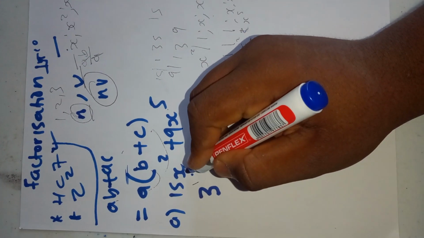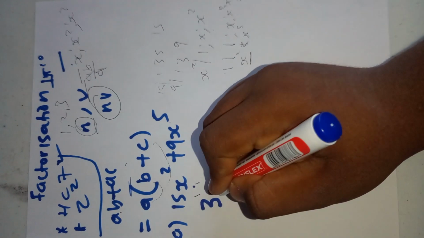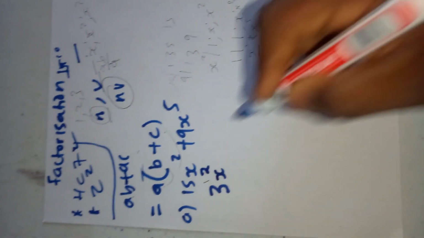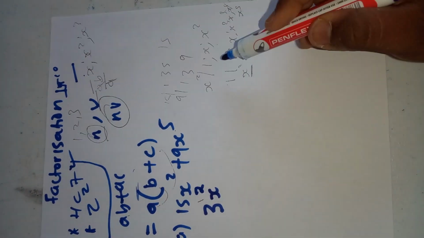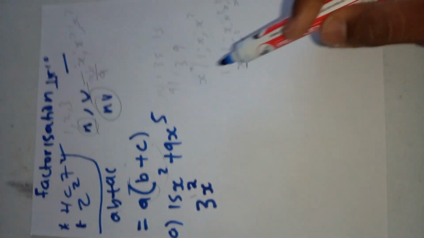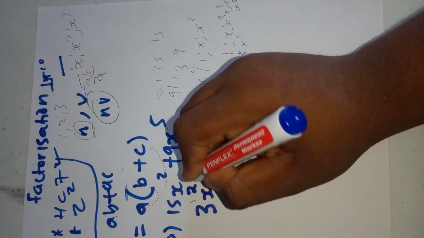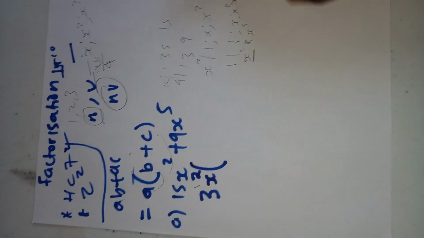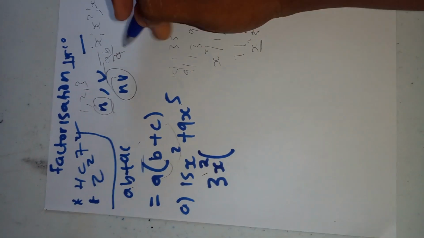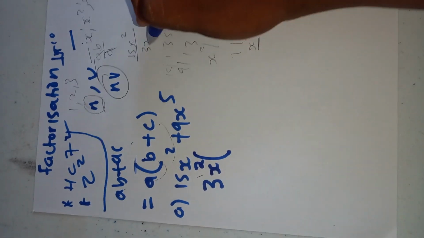Now x squared and x to the power 5. I can simply say the highest common factor is 3x squared, because the factors are those ones that I listed. Then you open your bracket. What is your answer in the bracket? It is the same as 15x squared over 3x squared.